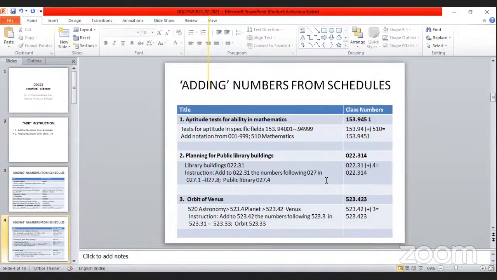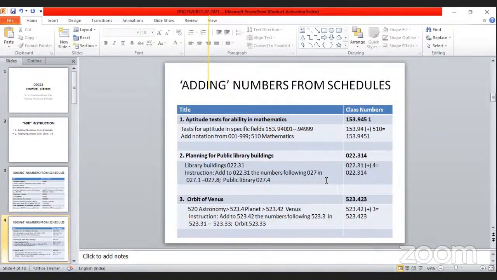So here the instruction they gave, because it is within library science only. 022.314 is library buildings. To these library buildings, there may be different types of libraries again: academic libraries, public libraries, special libraries. To add those types of libraries, they gave an instruction here: add to 022.31. You should add to this number the numbers following 027 in 027.1 to 027.8.